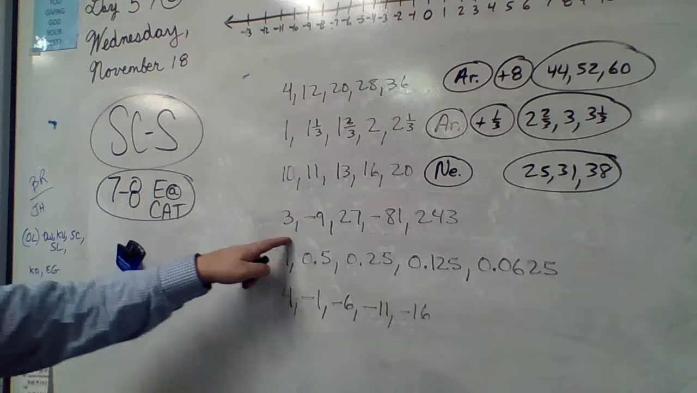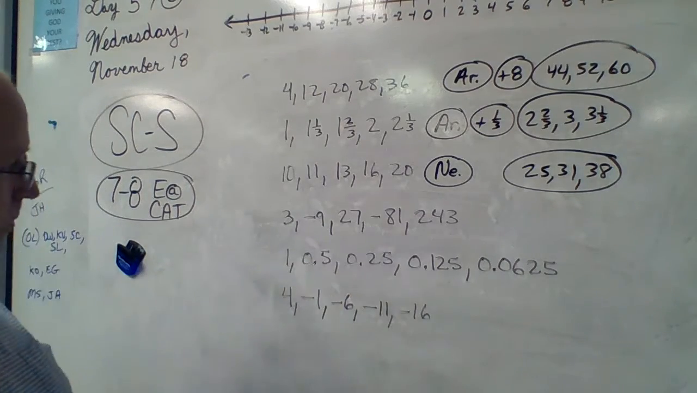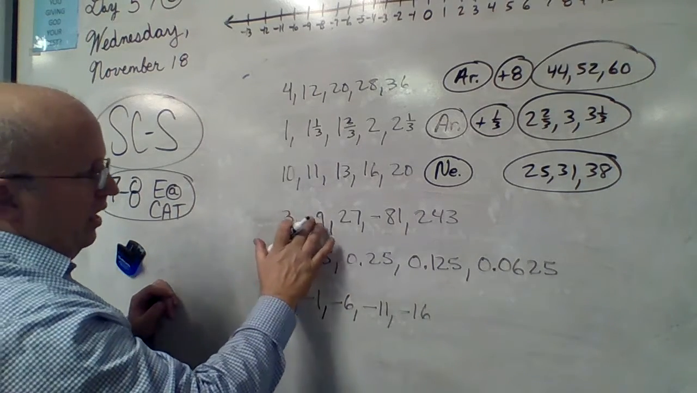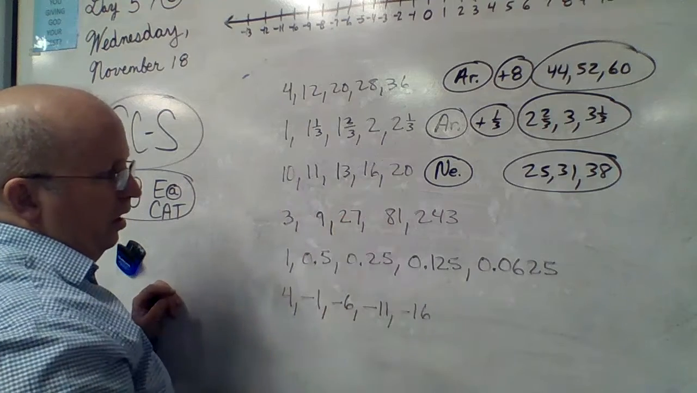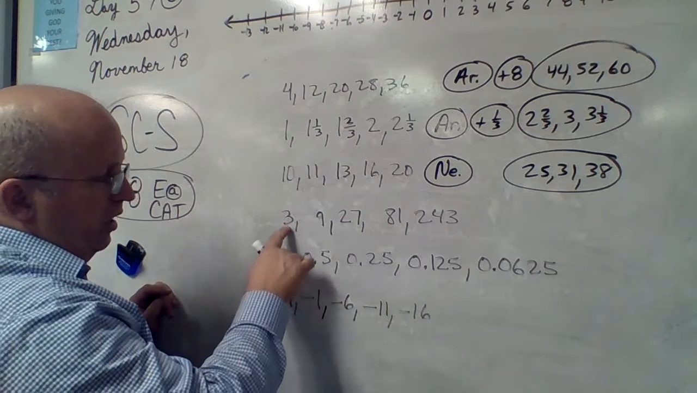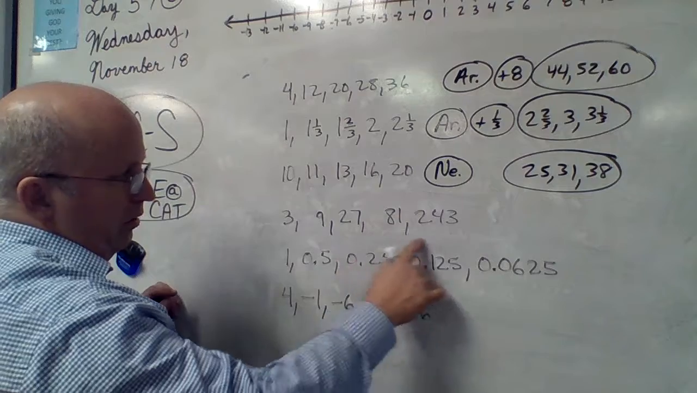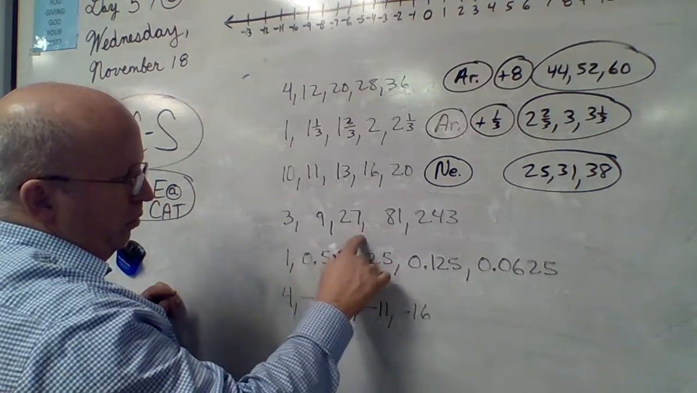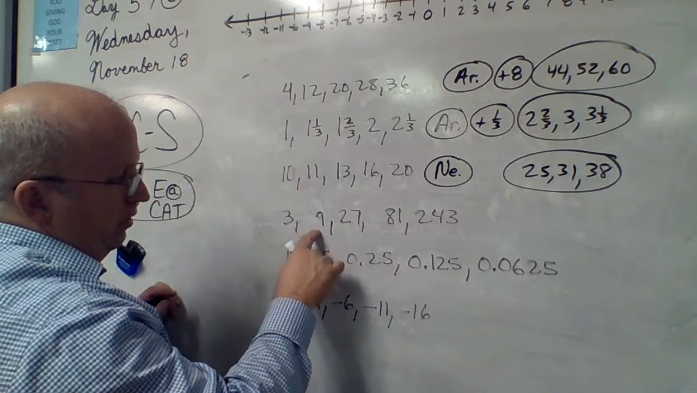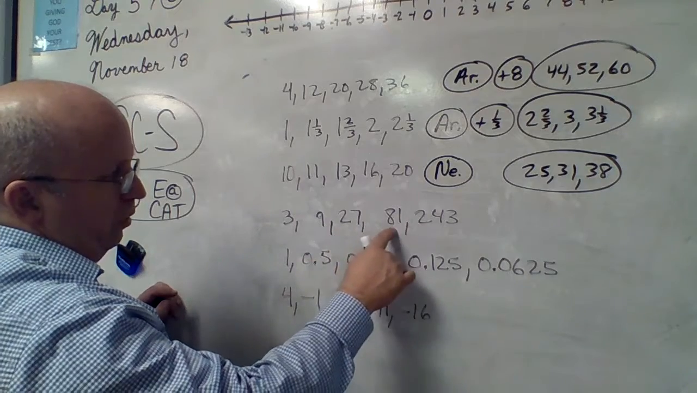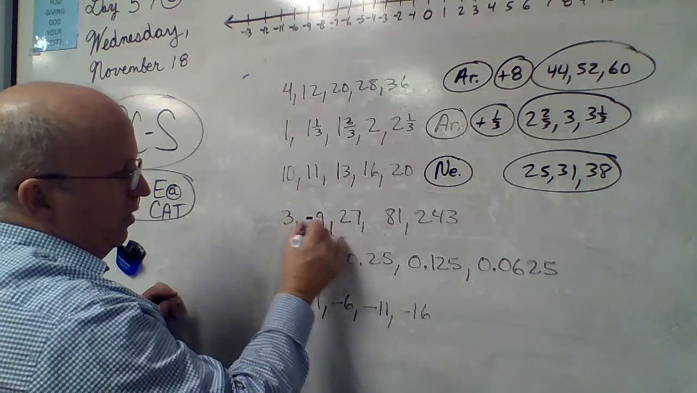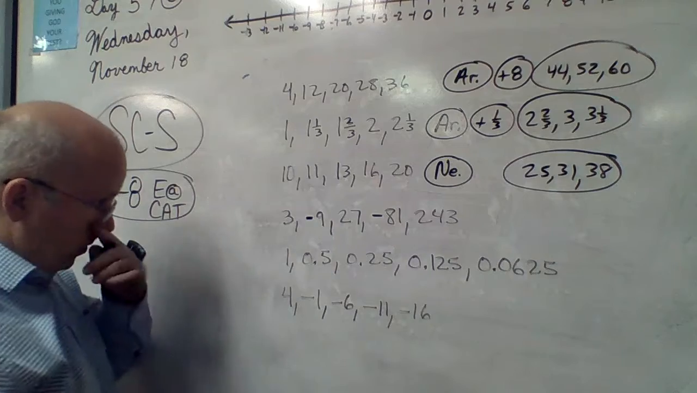Okay, here's kind of a toughie. What's going on here? If I didn't have the negative signs, I think you would be able to see that it's multiplying by 3. Right? See that? Multiplying by 3 each time. 3 times 3 is 9, 9 times 3 is 27, 27 times 3, 81 times 3. But we do have the negative signs. How does that affect things?